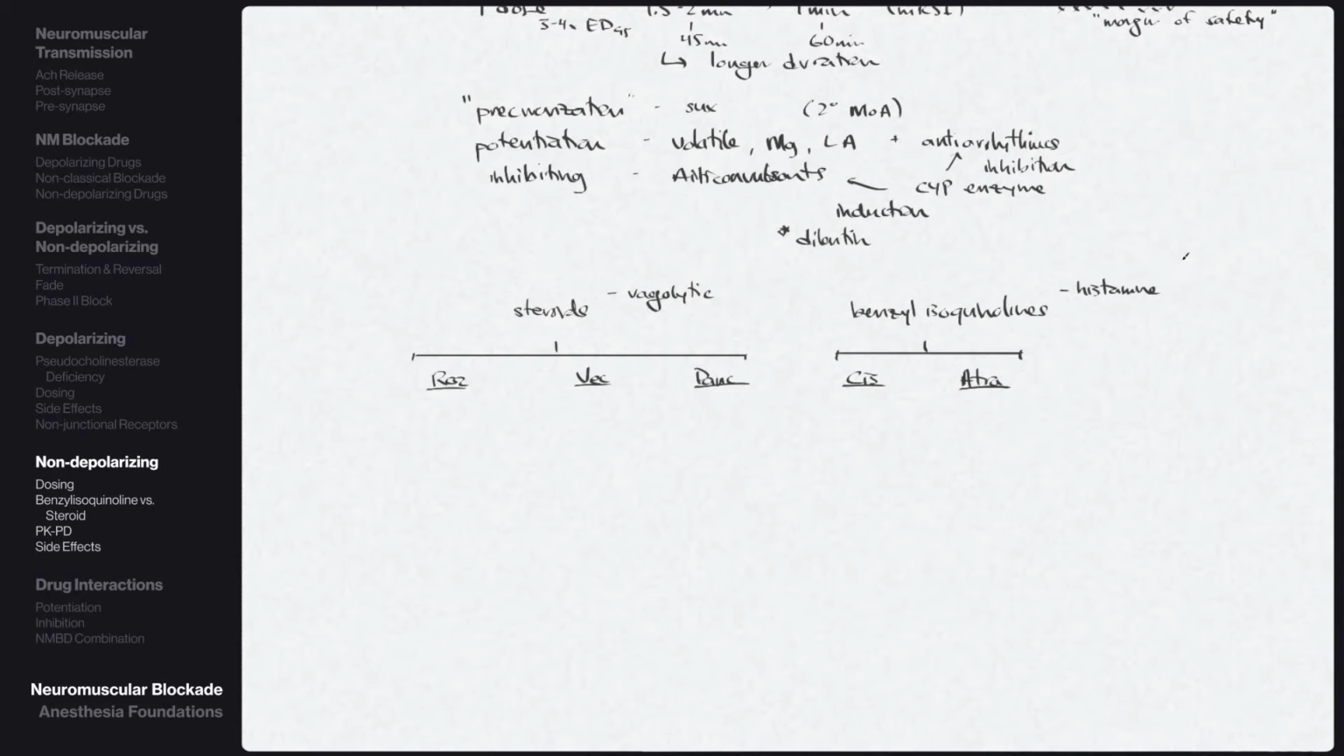And so even though we'll mention that this classification for steroids versus benzylisoquinolines used to be maybe more important, nowadays we have two new agents, vecuronium and rocuronium, that are still steroid non-depolarizing agents, but they don't have the same vagolytic activity that pancuronium used to have. And so because of that, some of these distinctions may not be as evident, but it's still good to know from a historical perspective that these are benzylisoquinolines and these are steroids.